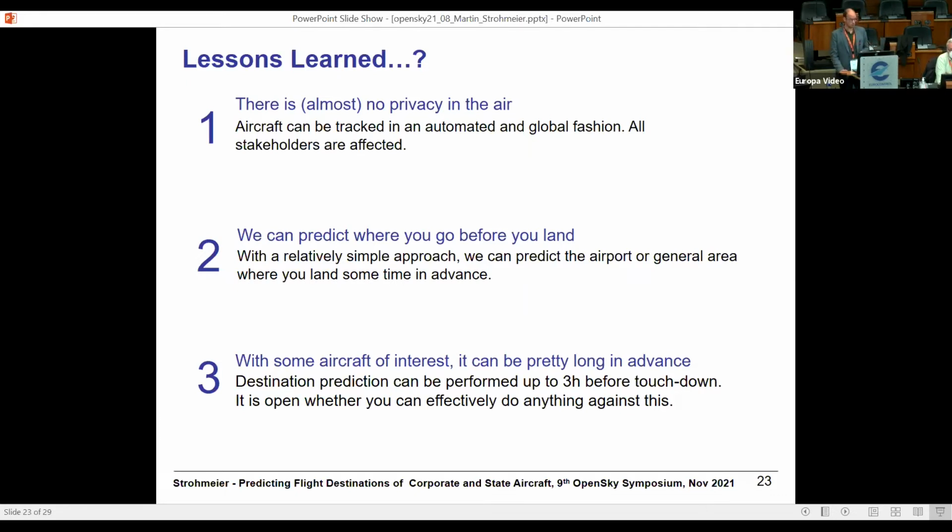Yeah, what do we learn from this? We know there's almost no privacy in the air. Aircraft can and are being tracked in automated and global fashion. That is useful for a lot of things. That's why we're here. From a security and privacy point of view, it can sometimes be problematic for operational security, and a lot of stakeholders are being affected by this. We show that you can actually predict where you go before you land, half an hour in advance or an hour in advance, with relatively simple means, which can be improved. And with some of the aircraft of interest, as I said, you can even do this quite long in advance.